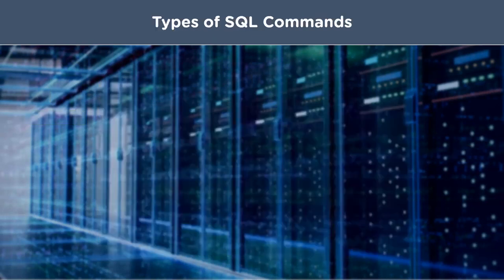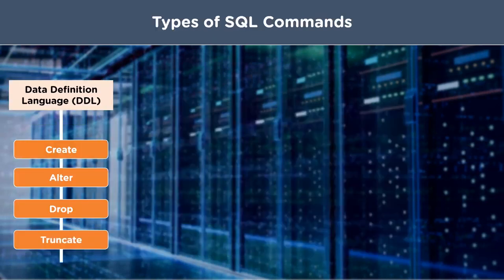There are mainly 4 types of SQL commands. First we have data definition language or DDL. DDL commands change the structure of the table, like creating a table, deleting a table, or altering a table. All the commands of DDL are auto-committed, which means it permanently saves all the changes in the database. We have create, alter, drop, and truncate as DDL commands.